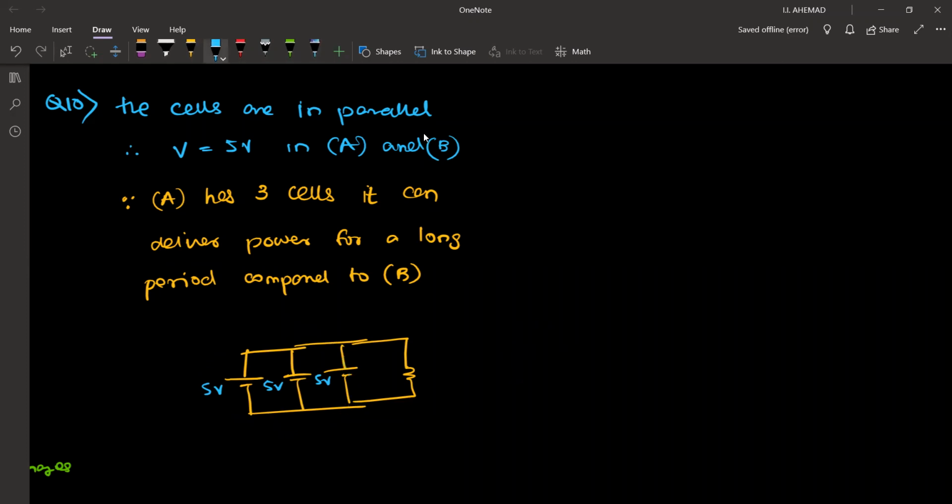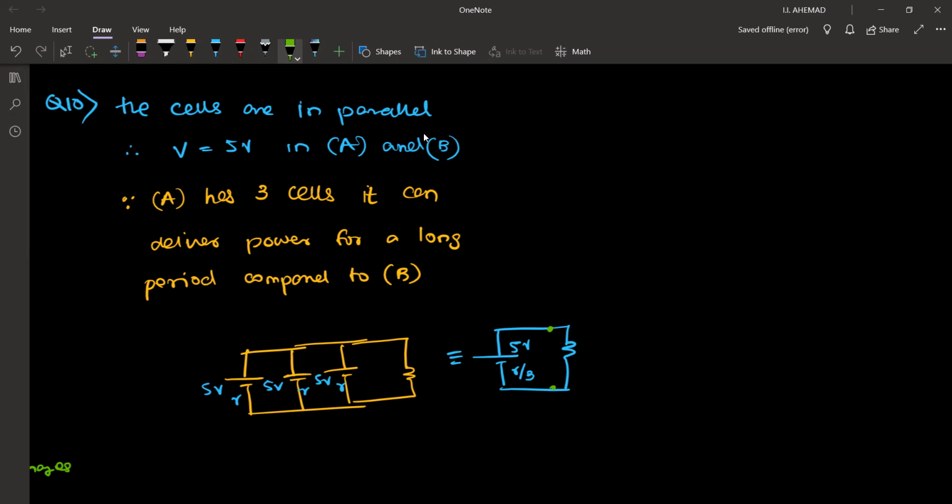Let's say it is 5 volt, internal resistance is R, R and R. So the equivalent setup will be 5 volt with R by 3. Okay, Shahama, so the terminal voltage will slightly decrease. Here the resistance is R, here the resistance is R by 3.